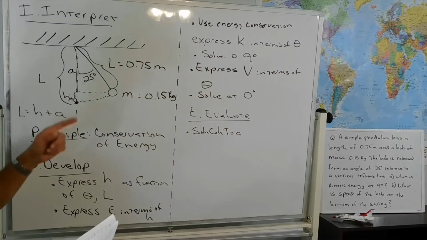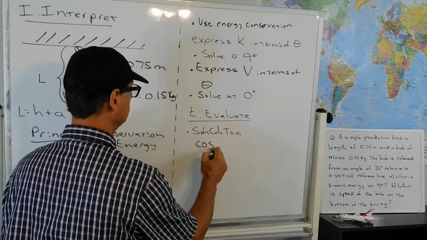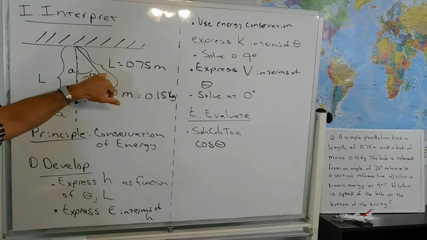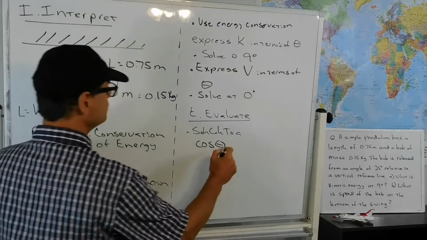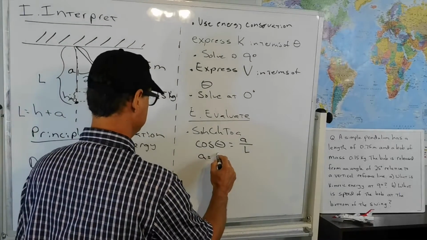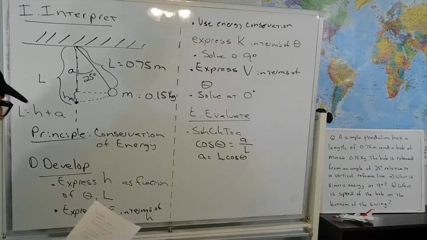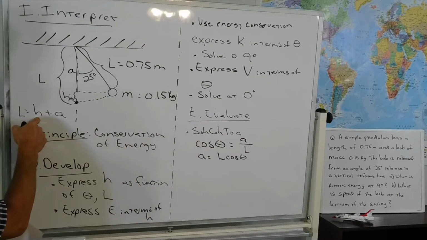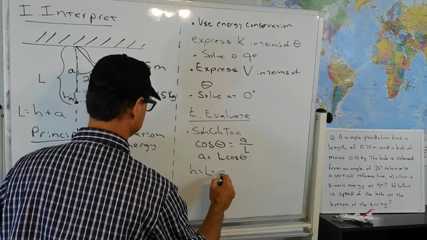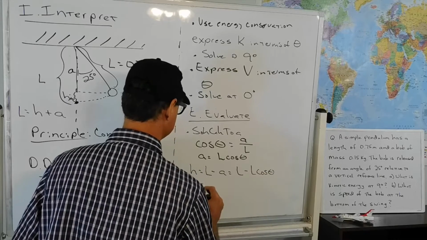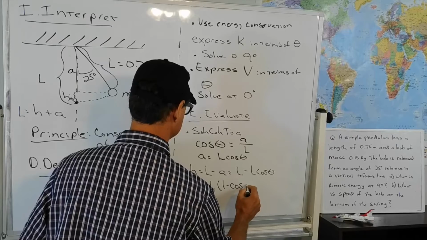SOHCAHTOA helps us relate the different sides of the triangle to the angles. And SOHCAHTOA tells us that the cosine of the angle is the adjacent side, which we labeled A. Now be careful with the letters, divided by the hypotenuse. But the hypotenuse is L rather than H, so let's not get confused in the alphabet soup. So the cosine theta is A over L. And so this means that this side A is L cosine theta. And that's useful because what we really are angling toward here is H. So this equation here says H is L minus A, right? But now we can substitute in, so that's L minus L cos theta. So this simplifies to L times 1 minus cosine theta.